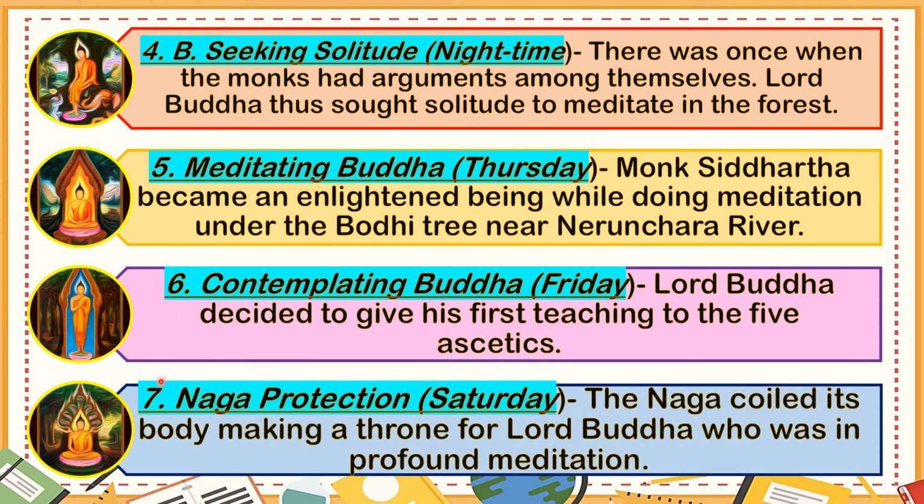The last one is Naga Protection, Saturday. The Naga coiled its body, making a throne for Lord Buddha, who was in profound meditation. Actually, class, Naga is the snake with the 7 heads. He protected Lord Buddha by coiling his body because Lord Buddha was in profound meditation in here.